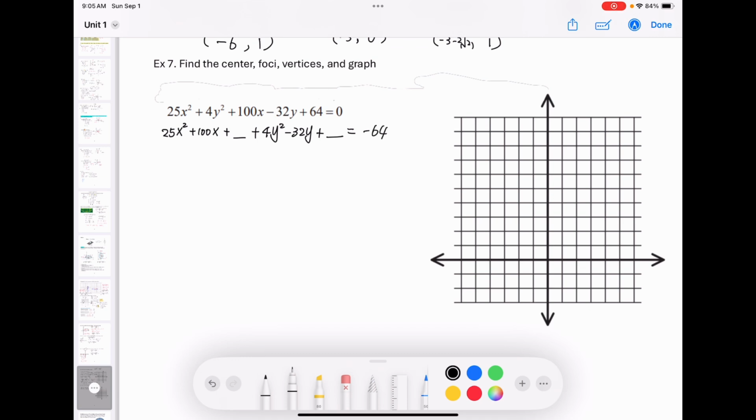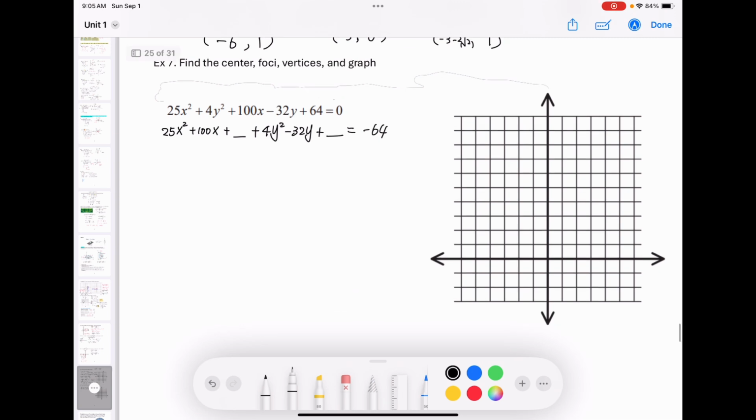And now let's construct our perfect squares. Before that, let's factor out the coefficient of the x squared. We're having 25 outside, x squared plus, factor out the 25 from 100, we have 4x. Then the missing part must be 4 divided by 2, and then square it. It is 4. You can also just say 2 squared. And then plus the y part, factor out the 4. We have y squared minus 8y. So factor out the 4 from -32 is -8. Then plus half of 8, which is 4 squared.